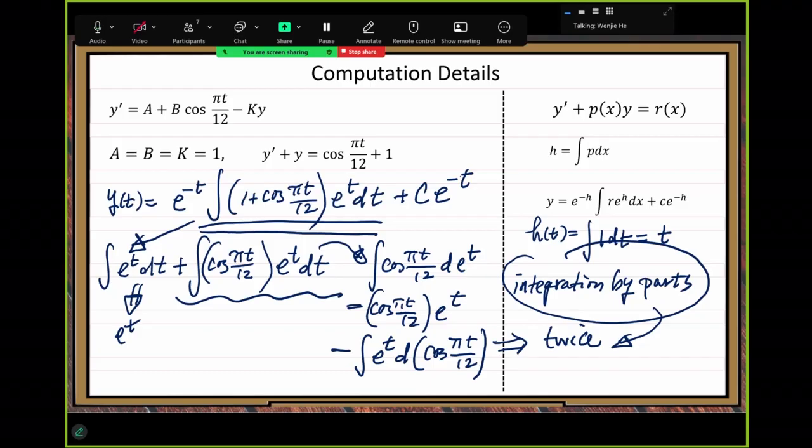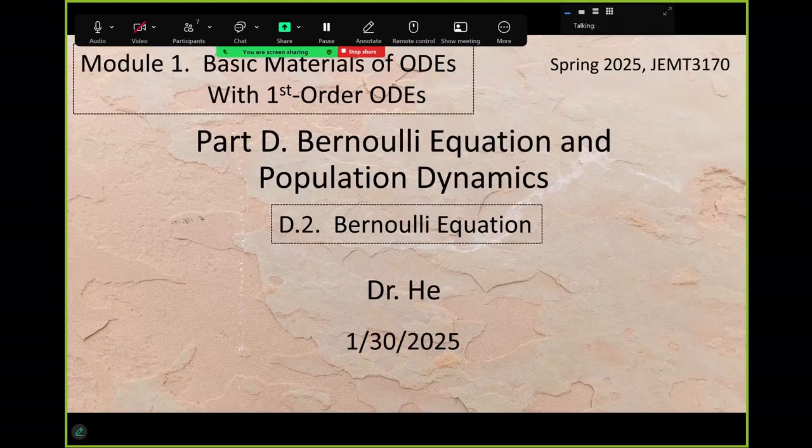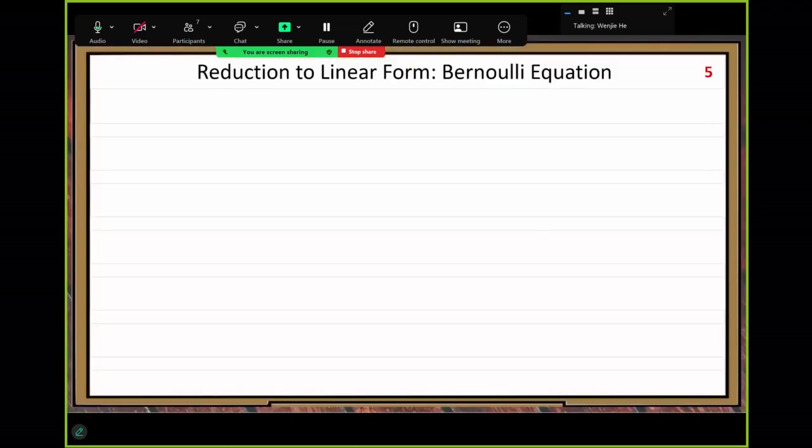So we have the second type, the Bernoulli equation, a special type of ODE. But first you need to check if the pattern is right. When the pattern is right, there is a smart solution. Bernoulli discovered it, a smart way to find a solution. So it's very interesting. All right, so let's look at the Bernoulli equation.